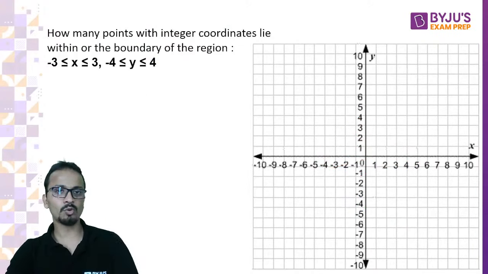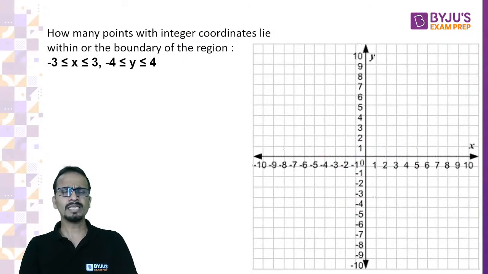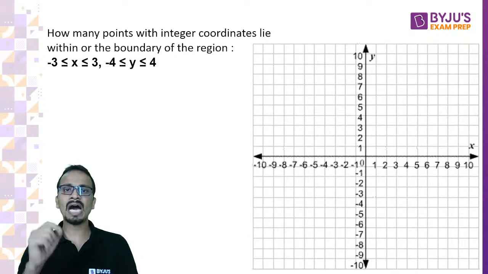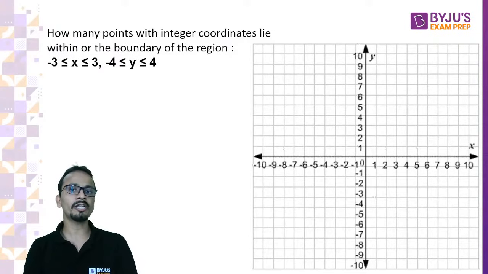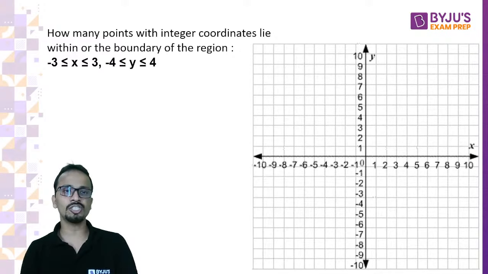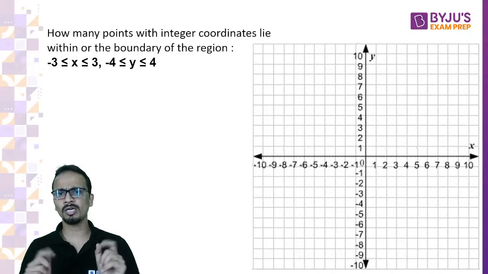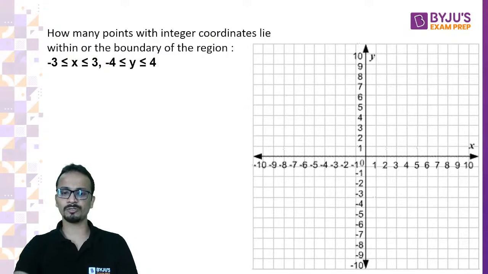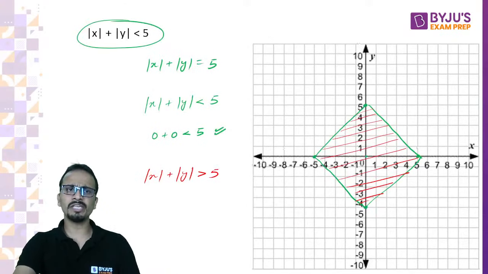Right. Let's take one more example. Now you will see this type of questions coming up in examinations. So the question is, how many points with integer coordinates will lie within or on the boundary of the region shown by x lying between -3 and +3 and y between -4 and +4, including the extreme values. Now I'll take you back to the previous graph.